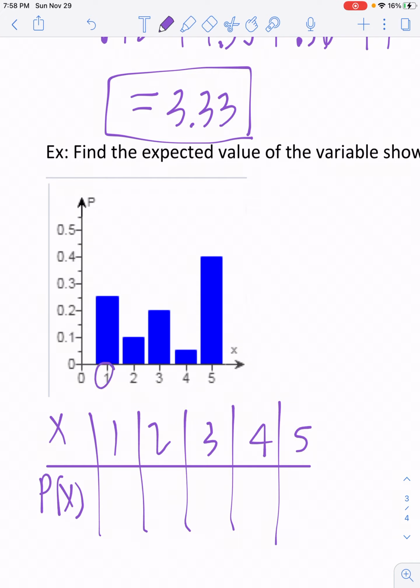So 1 goes all the way up to about right here. So I'm going to say that's 0.25. It's between 0.2 and 0.3. And then 2 is at about 0.1. You can estimate. It's not perfect. I try not to make it weird numbers. 3 is about 0.2. And 4 is about 0.05. And 5 is at about 0.4.